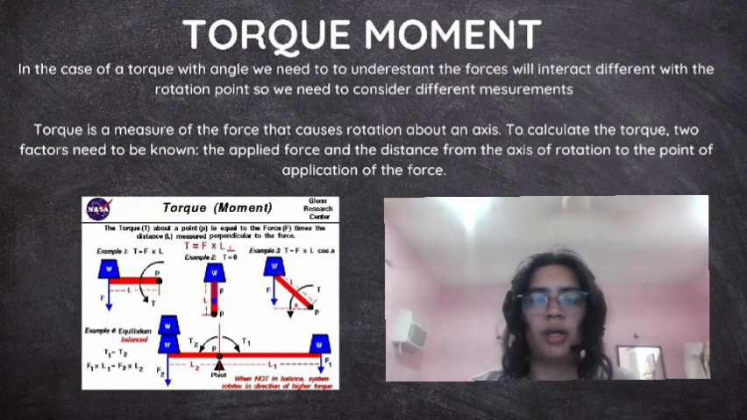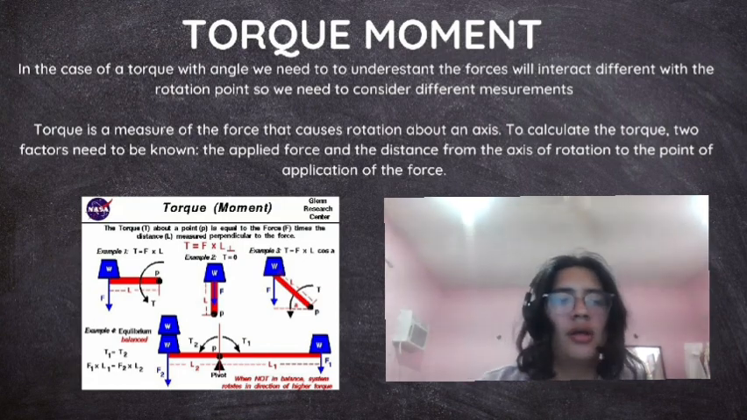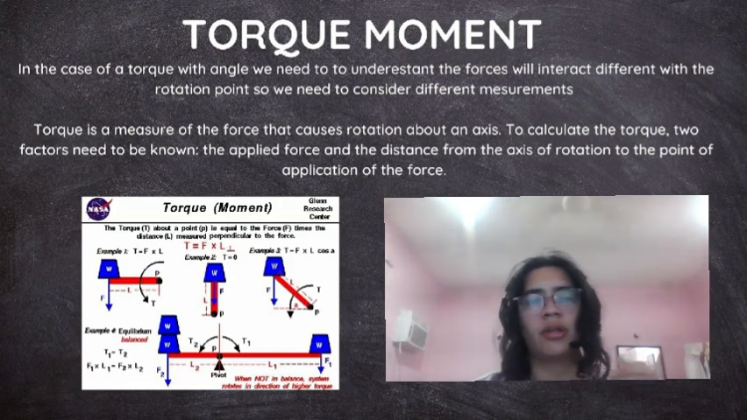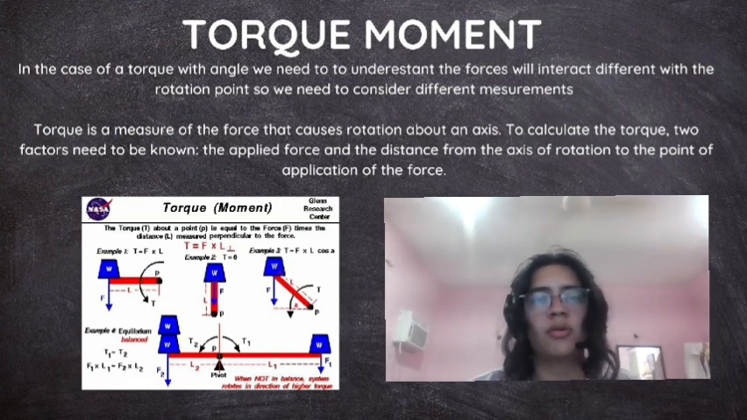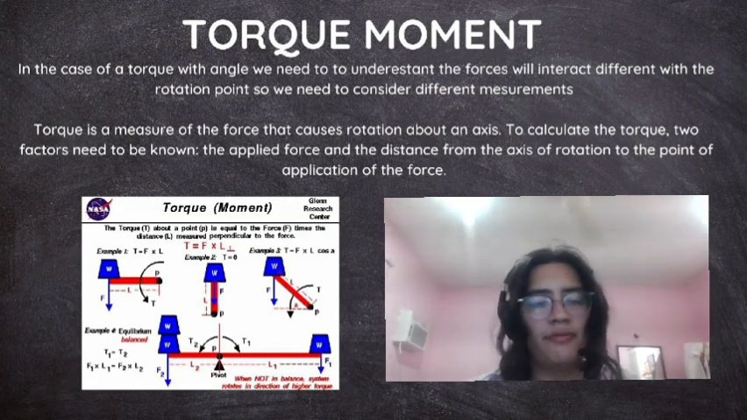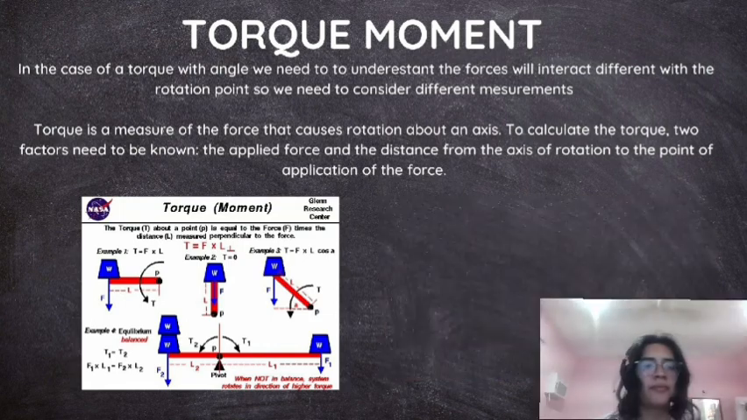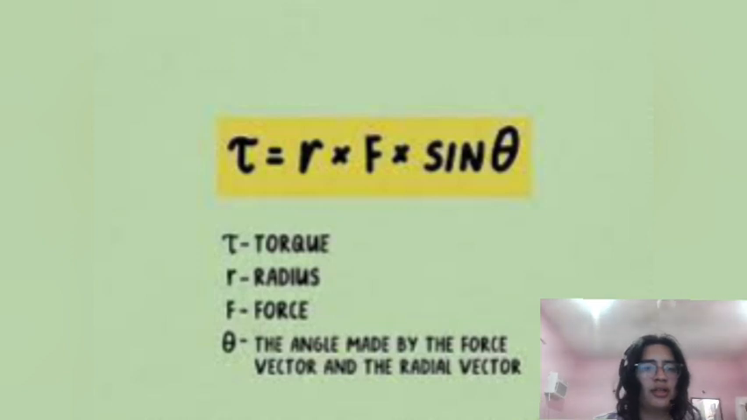Today I'm going to talk about the torque moment, but in this case with an angle. We know the torque moment is a force that causes rotation about an axis, and to calculate this torque, we need two principal factors: the applied force and the distance between the axis and the point of application of the force. The formula, as you can see in the image, is torque equals radius times force times sin of the angle.